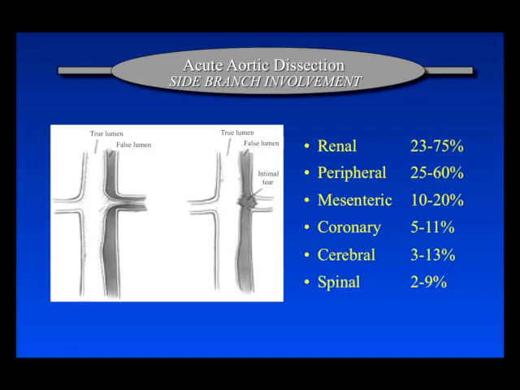Side branch involvement is common. There can either be compression of the side branch, as demonstrated on the left, or a tearing off of the side branch, as demonstrated on the right. Both can impact perfusion. The renals and peripheral vessels are most commonly affected, but side branch involvement can also involve the mesenterics, coronaries, cerebrals, and spinals.